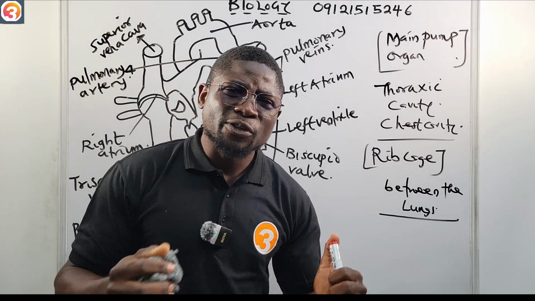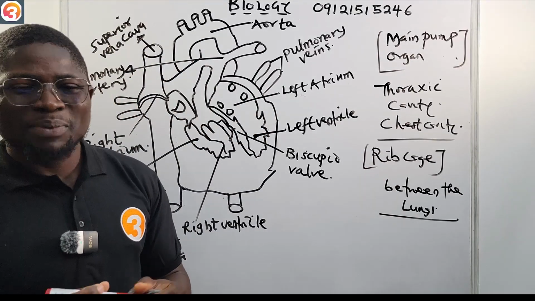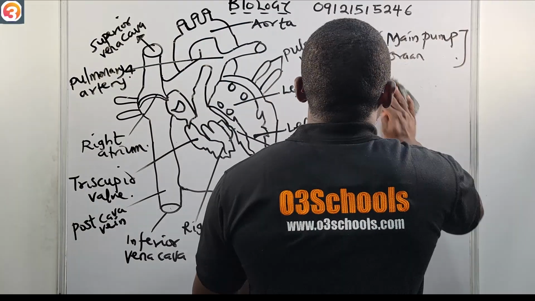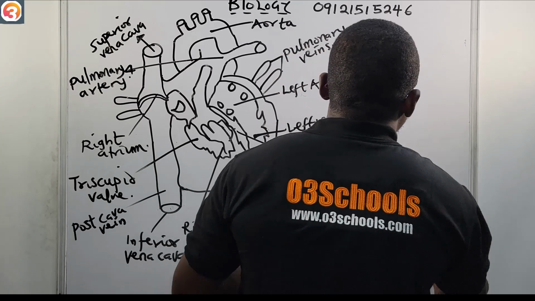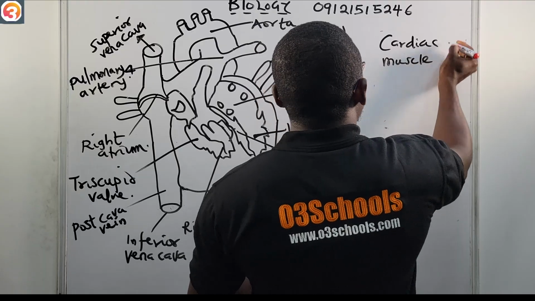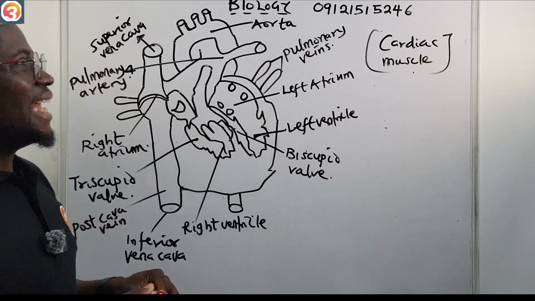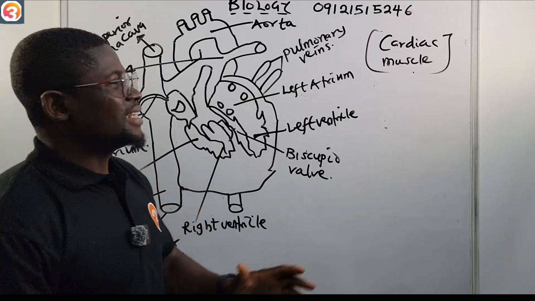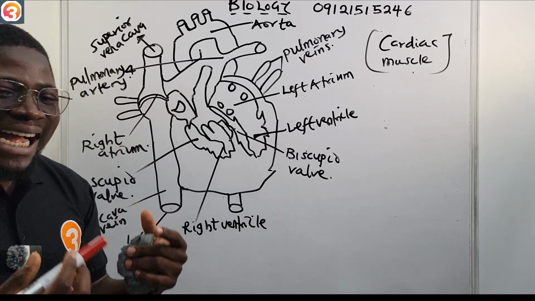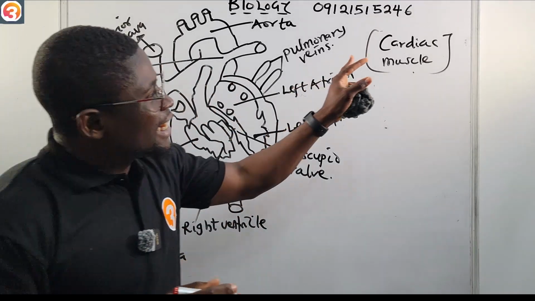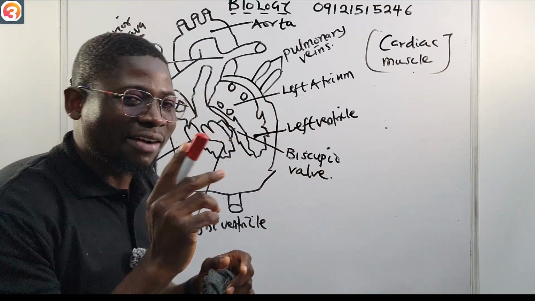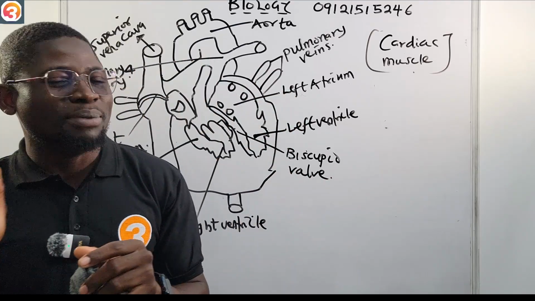Then, of course, the heart also has a specialized tissue called the cardiac muscle. What does this cardiac muscle do? The cardiac muscle ensures that the heart keeps beating, from the very first heartbeat that you have as a human being up to the very last heartbeat, without tiring.